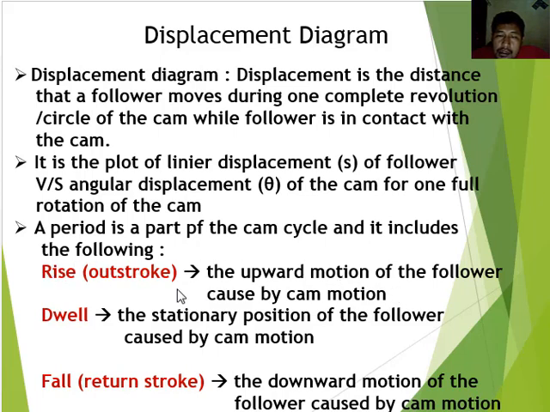We can call this the rise. The second motion is dwell. Dwell is the stationary position of the follower during cam motion. This is the second motion. And the third motion is fall or return stroke. The fall is the downward motion of the follower caused by cam motion. The design of the cam and follower has three motions: rise, dwell, and fall.